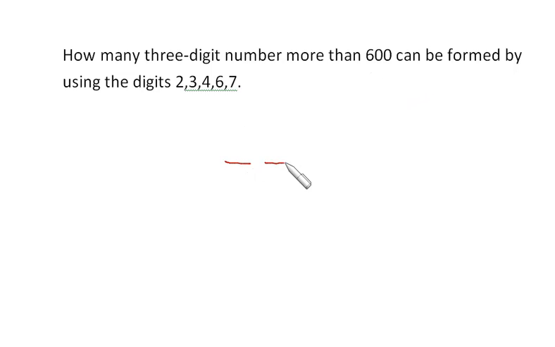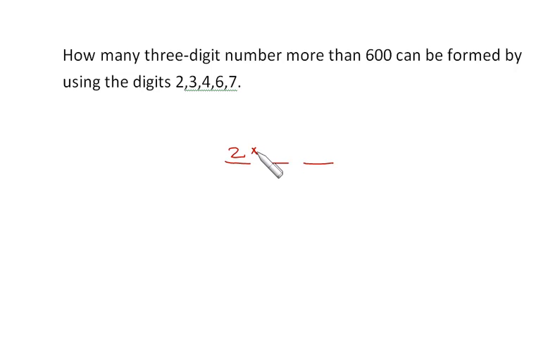So we have the 3 places, right? Now for the first place we have just two choices, that either number 6 or 7 can come, right? Because what we want is the numbers to be more than 600. So the first digit should be either 6 or 7. So we have two choices for the first digit, right?